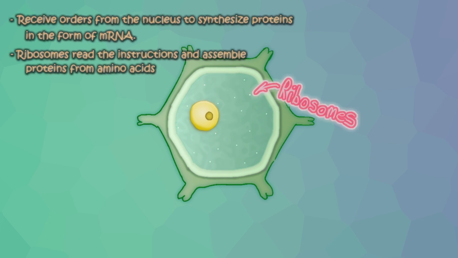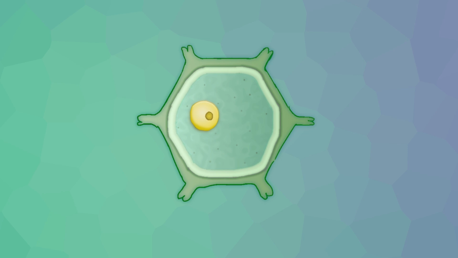Ribosomes receive instructions for protein synthesis from the nucleus. The nucleus transcribes DNA into mRNA, which act as a recipe for the ribosomes to assemble specific amino acids into proteins.